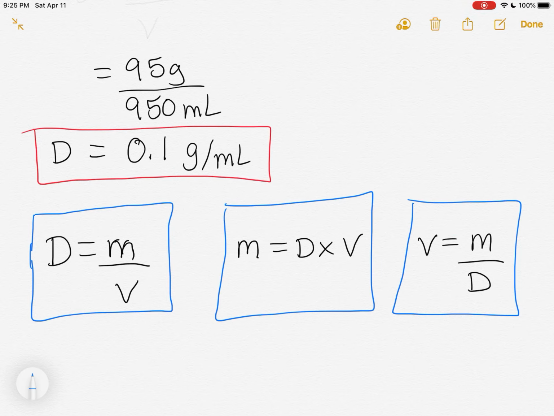Okay, so I would suggest that you memorize the density is mass divided by volume, the first one, and then use algebra to create the next 2. You don't have to memorize the other 2. You just need to be able to use your algebra to rearrange the formula to create the other 2 formulas. Or if you choose, you could memorize all 3, and that would be fine.